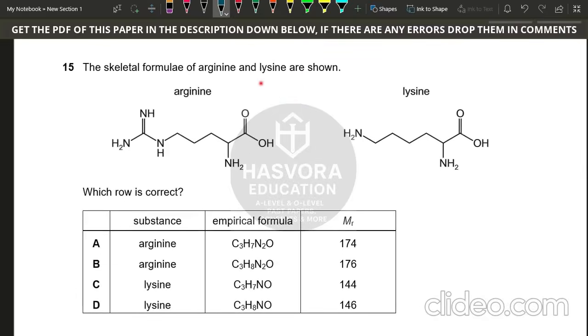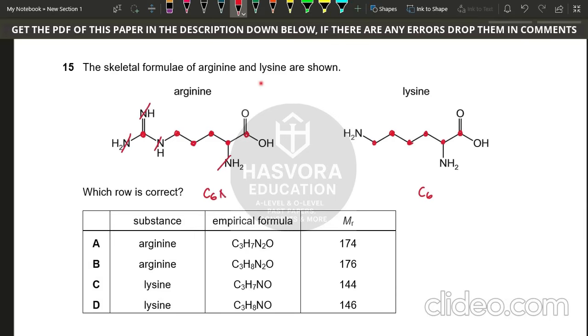Let's move on to question number 15, which says the skeletal formulas of arginine and lysine are shown. Which row is correct? So you have to just deduce the empirical formula and the Mr. So let's count first of all. 1 carbon atom, 2, 3, 4, 5, 6. Then 1, 2, 3, 4, 5, 6. Okay, so we have C6 here, C6 here as well. Now let's count the number of nitrogen atoms. Okay, so it is 1, 2, 3, 4.